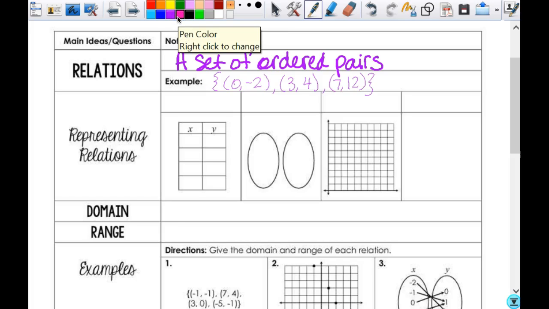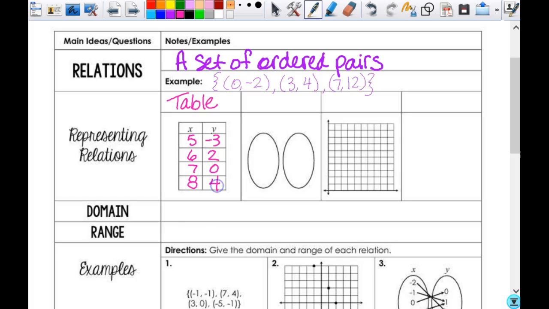All right, so here's a few different ways to represent them. The first way could be a table. So I could have x: 5, 6, 7, 8 and y: -3, 2, 0, 4. It's relating x to y. I could have this here and have like -5, -3, 2 and 0, 1, 2. And then say, all right, well, 5 goes with 2, -3 goes with 1, 2 goes with 0.